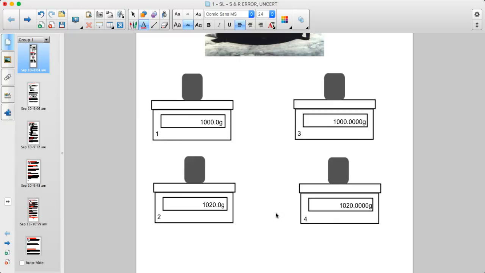So 4 different balances here. The top two would represent, if this gray thing is the Grand K, then this balance is accurate, but not that precise. This balance is accurate because it's right at a kilogram, and it's super precise out to 4 decimal places. This one on the bottom is not accurate because it's off by 20 grams. It's also not very precise. This one is not very accurate because it's off by 20 grams, but it is much more precise than that balance.